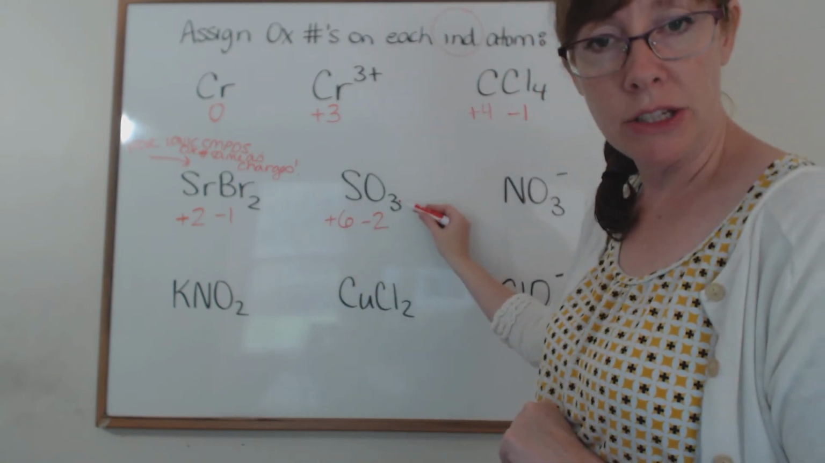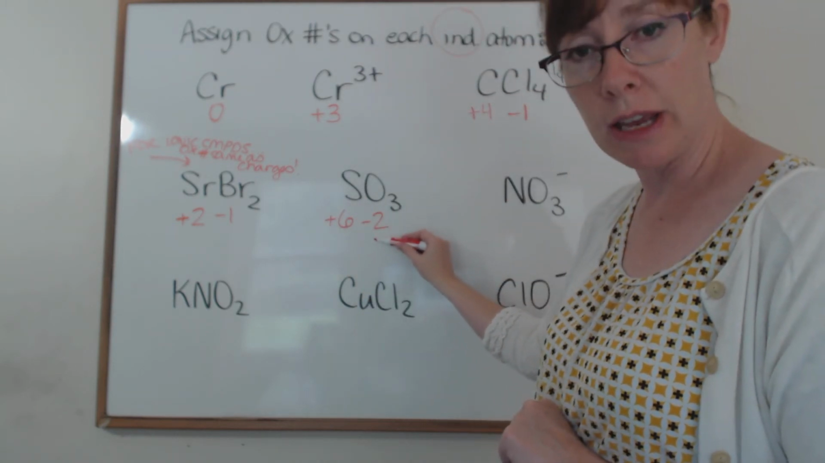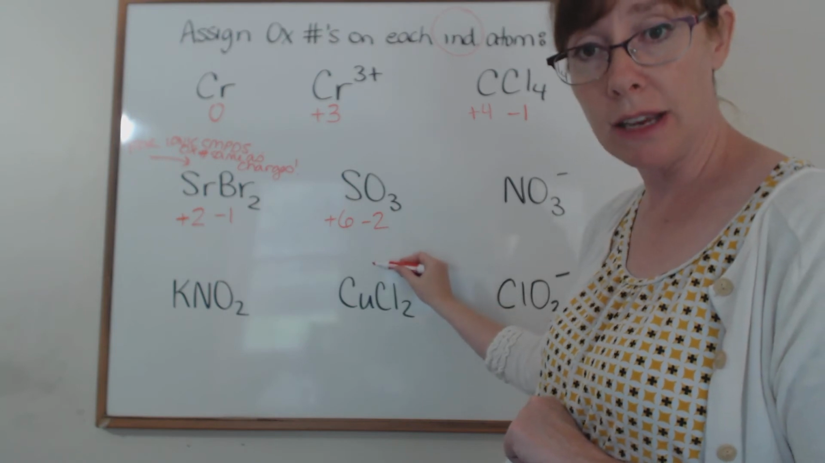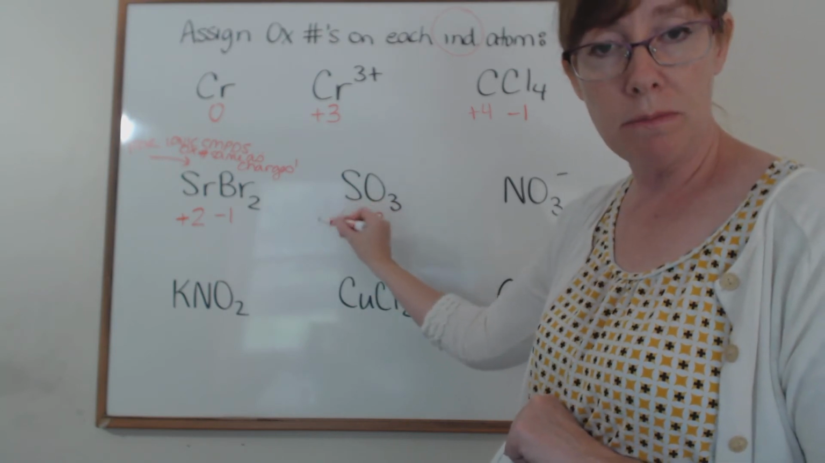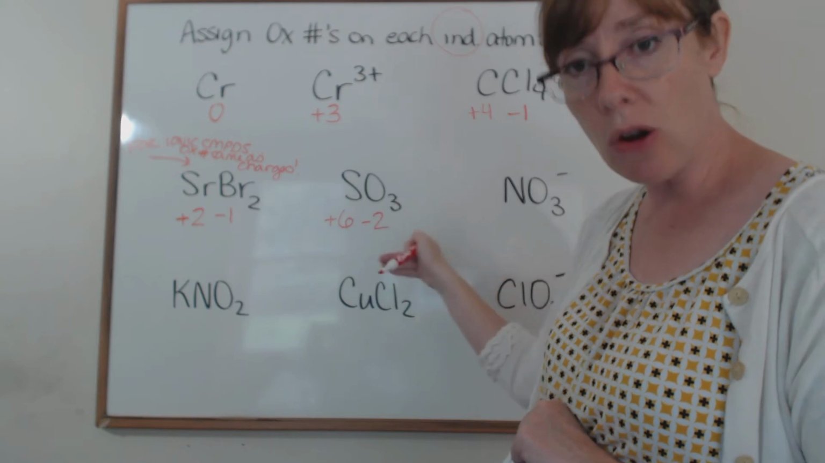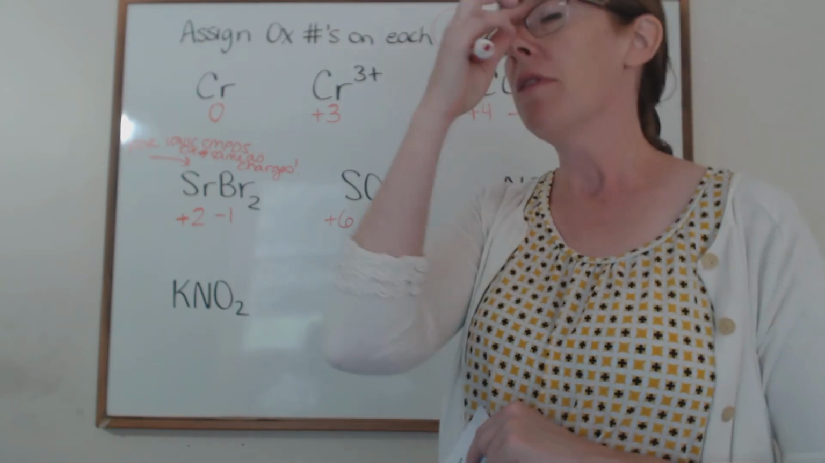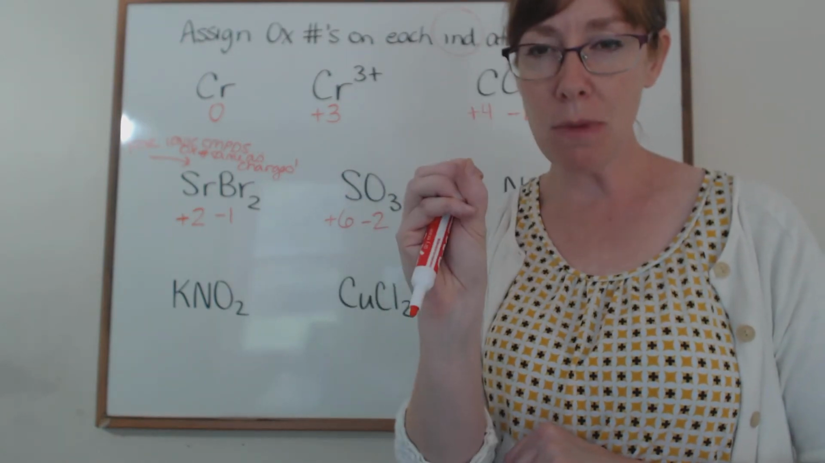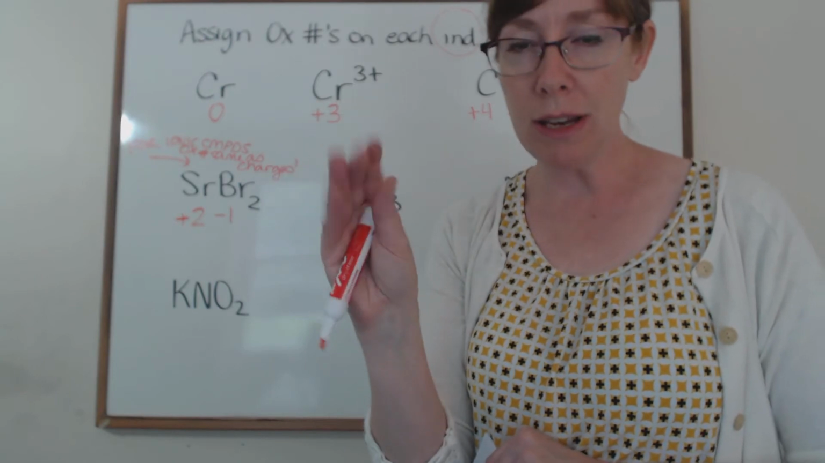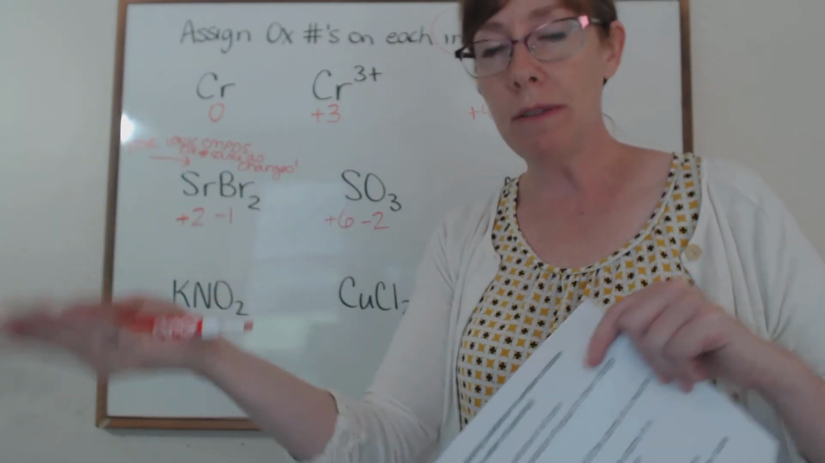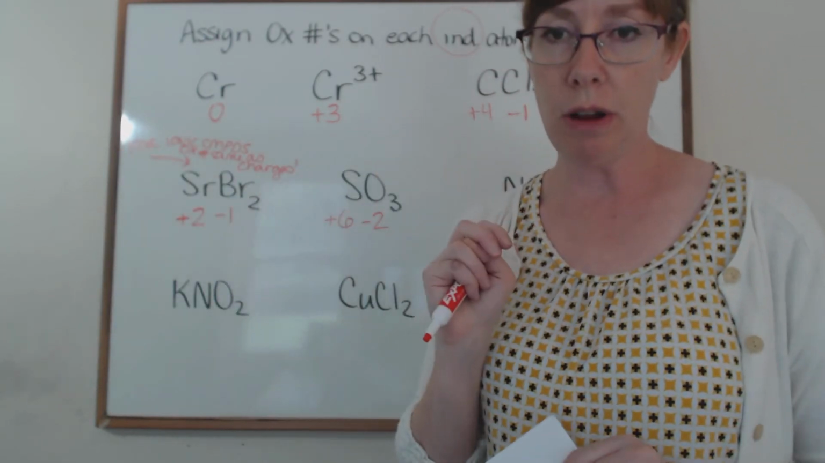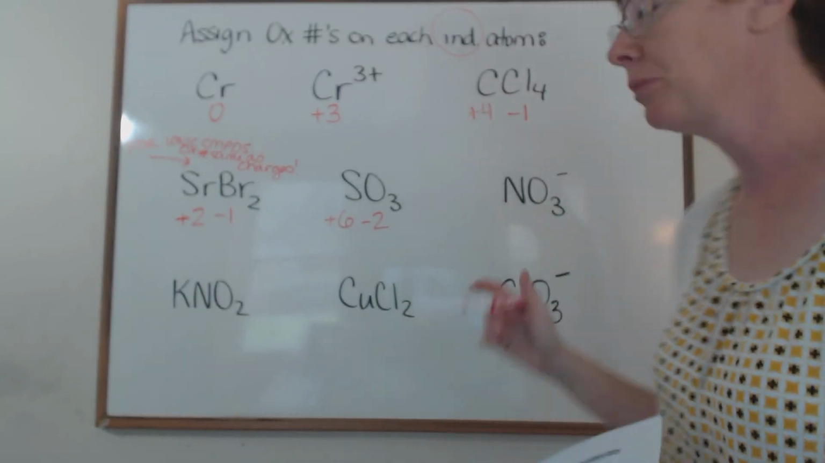Because there are 3 oxygens, each of them gets you a -2. -2, -2, -2 gets you -6. This would have to be +6 so that when you add all of them up, you get 0. Remember to add them, it's the same thing with charges in a sense. Equal numbers of positive and negative charges gets you 0. Okay, that's kind of another way to think of it.